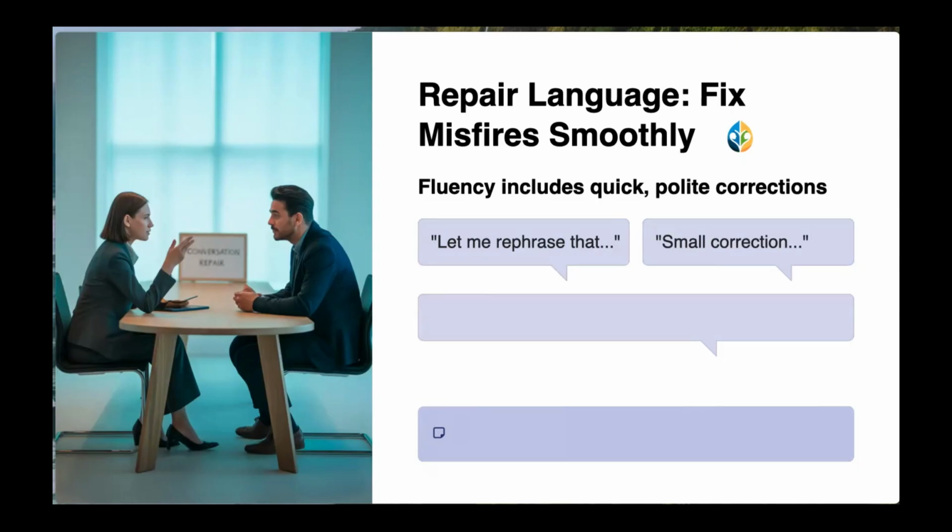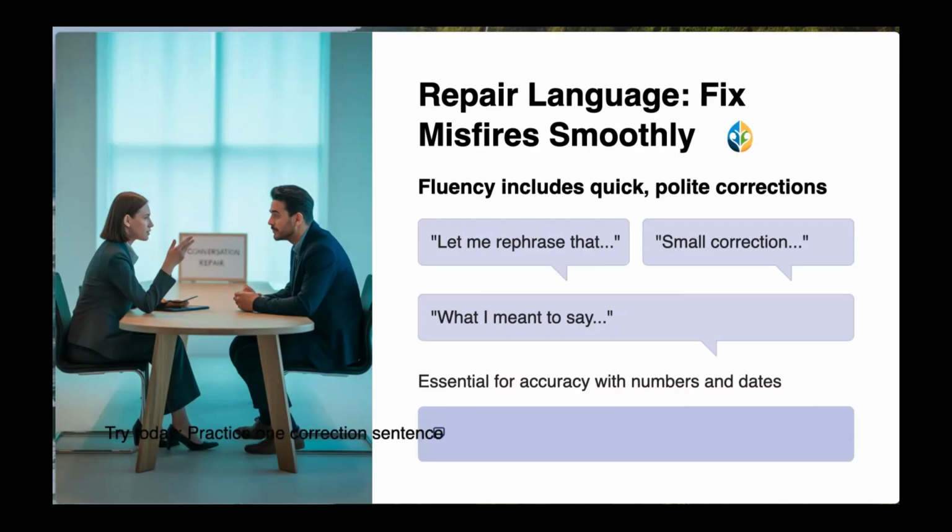Oh, I'd like to make a small correction. All of these are polite but direct. What I meant to say acknowledges that maybe what you said wasn't quite clear, so you'll say something like, what I meant to say. So this is essential. You want to be accurate with things such as numbers and dates. So try it today. Practice a correction sentence that makes sense in the environment that you're in, business, academic, or social.